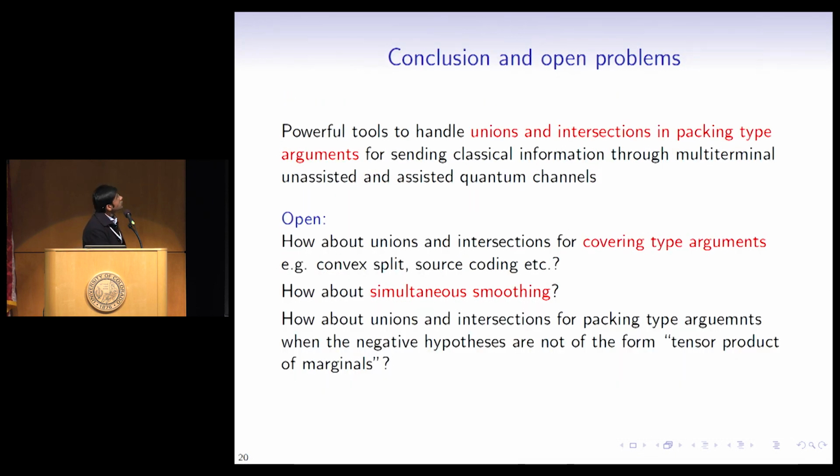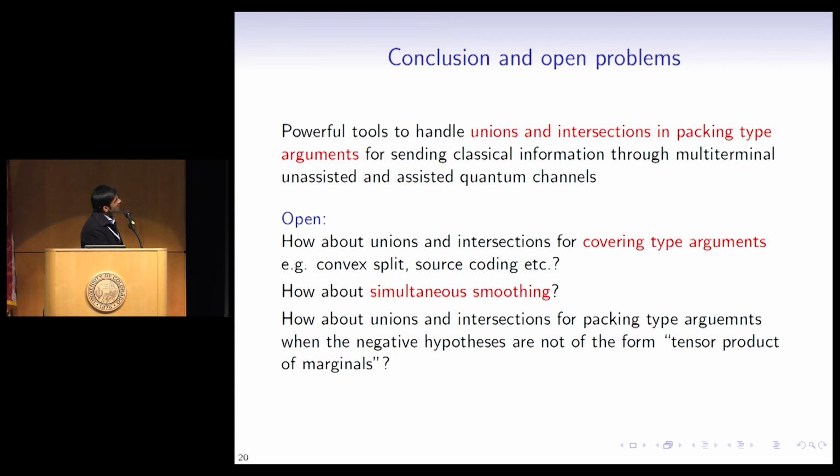Okay, so to conclude, we have powerful tools to handle unions and intersections in packing type arguments. So where are packing type arguments required? When we want to do channel coding. So channel coding means I want to transmit classical information through a multi-terminal channel. It may be unassisted or it may be assisted. Assisted means that pre-shared entanglement is allowed, and unassisted means there's no pre-shared entanglement.